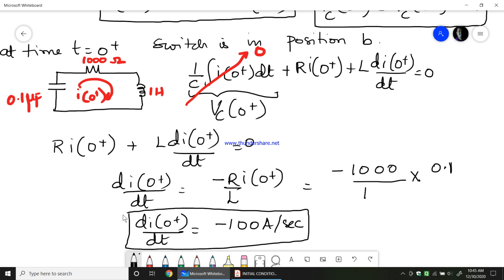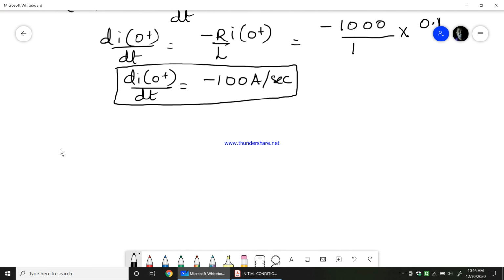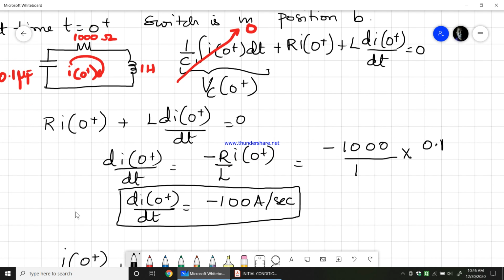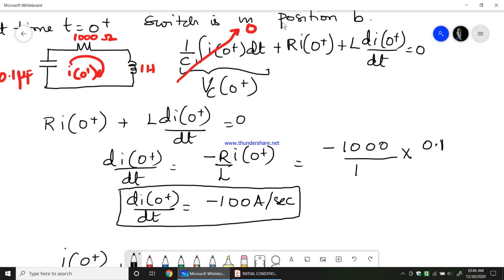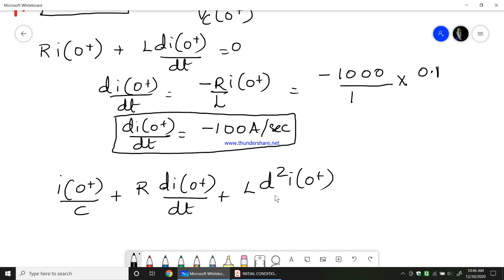Okay, to find out the second derivative of the current i(0+), we need to differentiate this equation once again. As we got 1 over C integration of i(0+) dt, if you differentiate that once again, integration gets cancelled, so we will be left with i(0+) by C, plus we have R into i(0+). So this is the equation written based on the KVL that we have applied for this loop. R into i(0+) would be written as R into di(0+) by dt if we differentiate again, plus L into d square i(0+) by dt square, which is equal to 0.